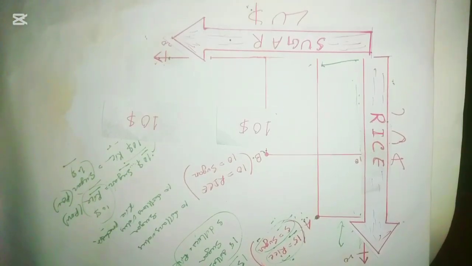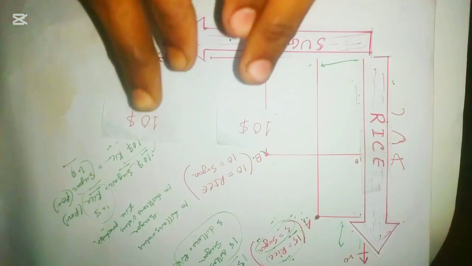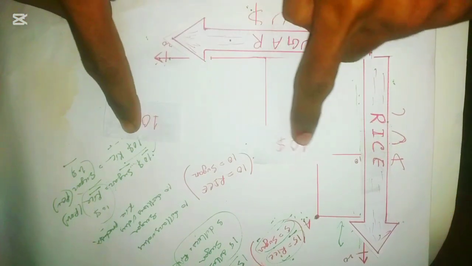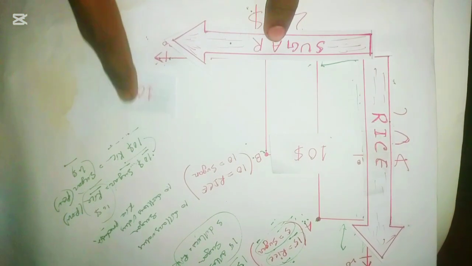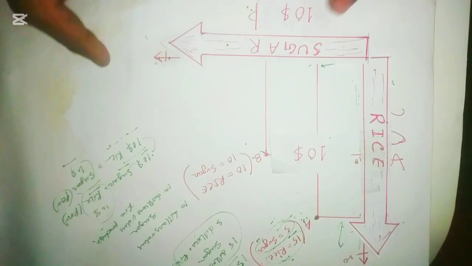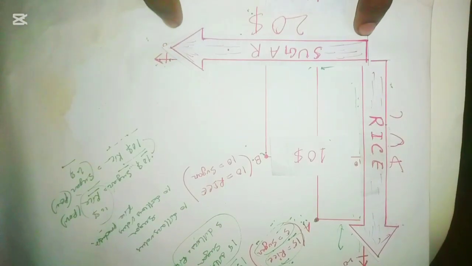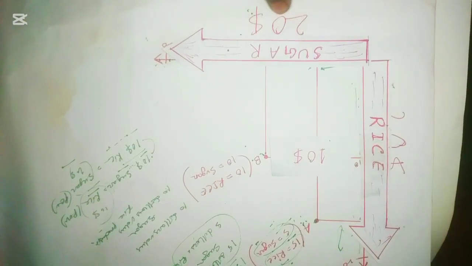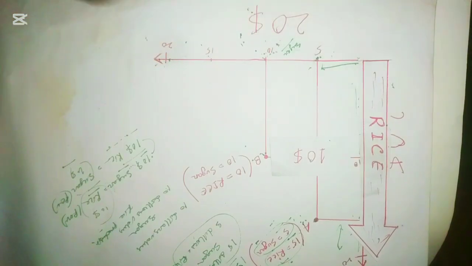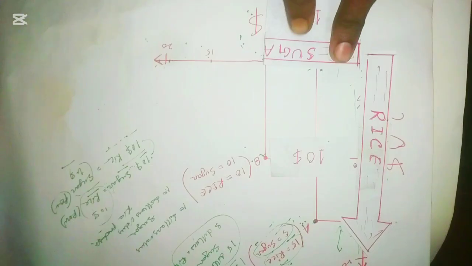Now here's a different scenario. You can see that now I am not investing my whole $20 in a single production. I have divided my investment into two ways. I am investing $10 to rice production, and $10 to produce sugar. As I am investing $10 to produce sugar, I cannot produce that full amount of sugar. To produce that amount, I need to invest $20, but I am investing only $10, so I can produce only $10 of sugar production.